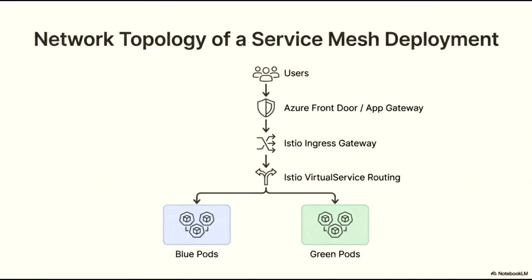This network topology illustrates the end-to-end traffic flow within a service mesh deployment. The journey begins with external users accessing the application via Azure Front Door or an application gateway, which provides essential edge security and global load balancing. From there, requests are directed to the Istio Ingress Gateway, which serves as the primary entry point into the internal service mesh.